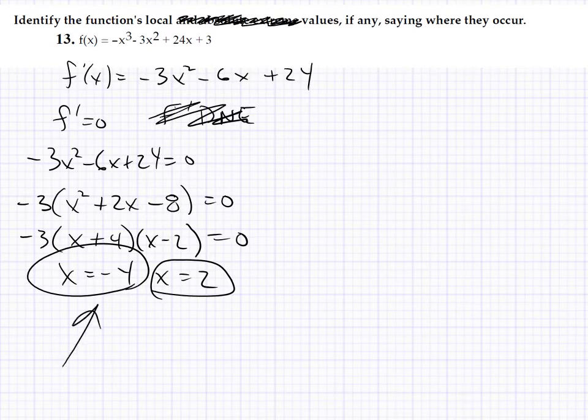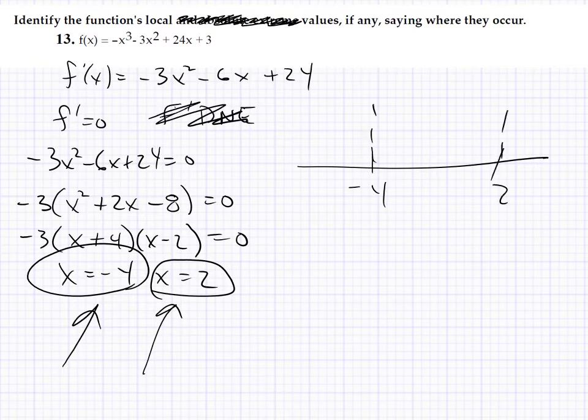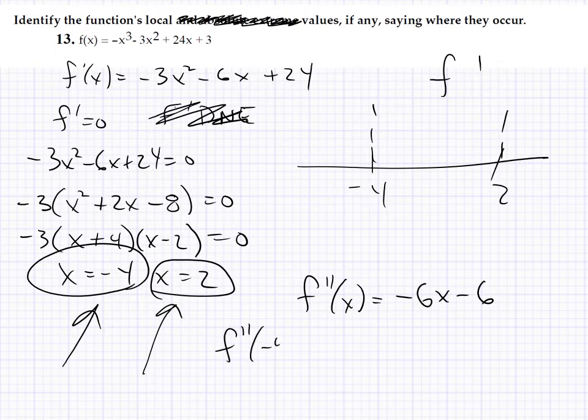Now the question is, are these maxes, mins, or neither? And there's two ways we can do it. We could do what we did in the last question, which is set up our chart. We got negative 4, we got 2. We can look at the derivative and figure out what happens in terms of increasing and decreasing, and then that can tell us max and mins. Or we can look at the second derivative. So if I found the second derivative, which in this case is really easy to do, negative 6x minus 6, I can plug these values into the second derivative and see what kind of answer I get. Either way will get you what you're looking for. I'm going to use the second derivative test. So I'm going to find f double prime of negative 4 and f double prime of 2.